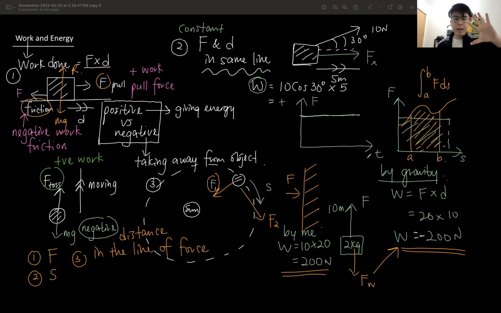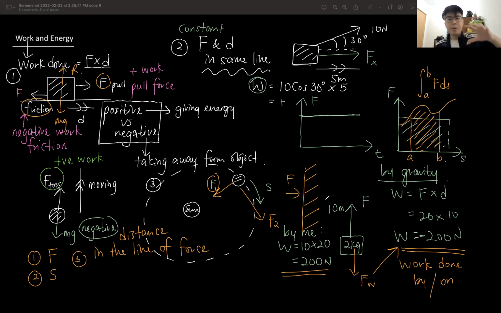Okay, and understand again the difference between work done by and on. Work done by means who is the one applying the force. By me, I'm the one applying the force. And then work done on is: the force is applied on what thing? What is the object where the force is applied on it? Work done on the box, and work done by me.